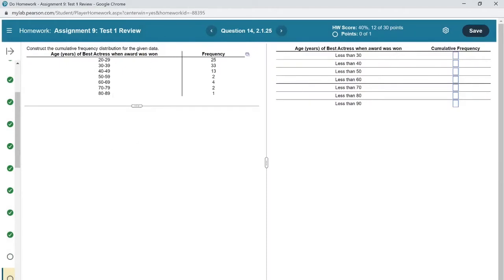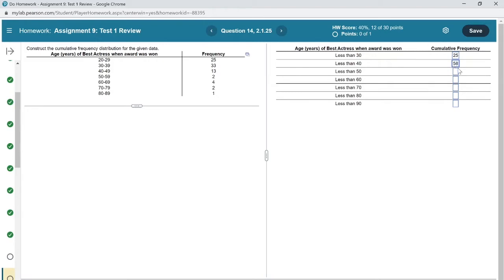Here we need to create a table for cumulative frequency. Cumulative frequency means you have to find anything less than 30. As you can see, from 20 to 29 there are 25 in frequency. But when you fill out the second box, anything less than 40 comes from everything inside 20 to 29 and 30 to 39. So you have to add the next frequency as well. Less than 40 means 25 plus 33, so you just add them. 25 plus 33 is 58, right?